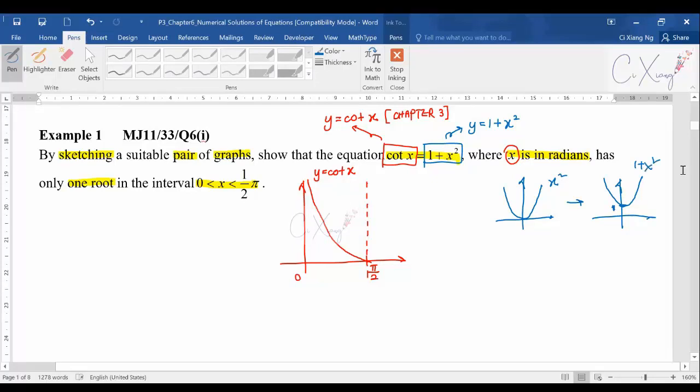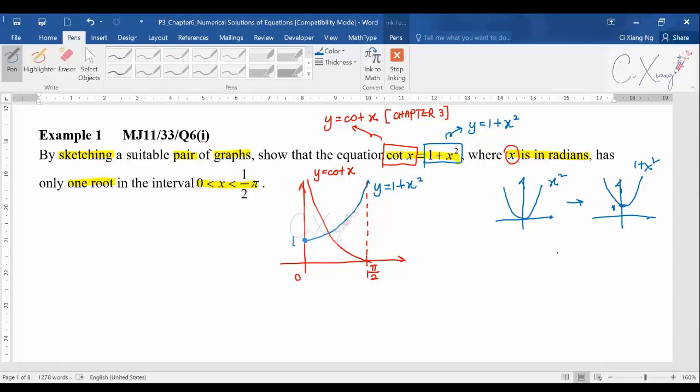If you want to put it into the graph that you want to sketch, you should have a curve like this. It is half a U shape. I will just sketch it like this. So for the blue color graph, it will be y equals 1 plus x squared.